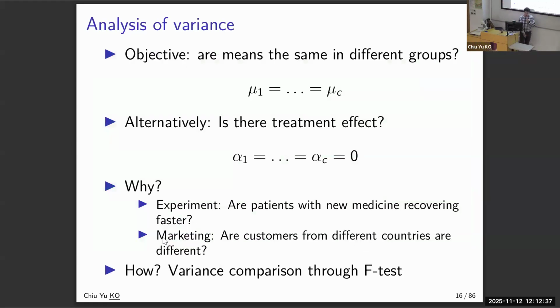For the next, as I said, we want to see whether these mu are the same, whether all the sample means are the same, or whether the alpha are the same or zero or not. I mentioned already in experiment, if you don't want to apply to crops, you can see you have new drugs, drug A and drug B, and how you combine different drugs to make the patient recover the fastest. And also the marketing: are your different countries the same or not? Turns out that we will use the F test.